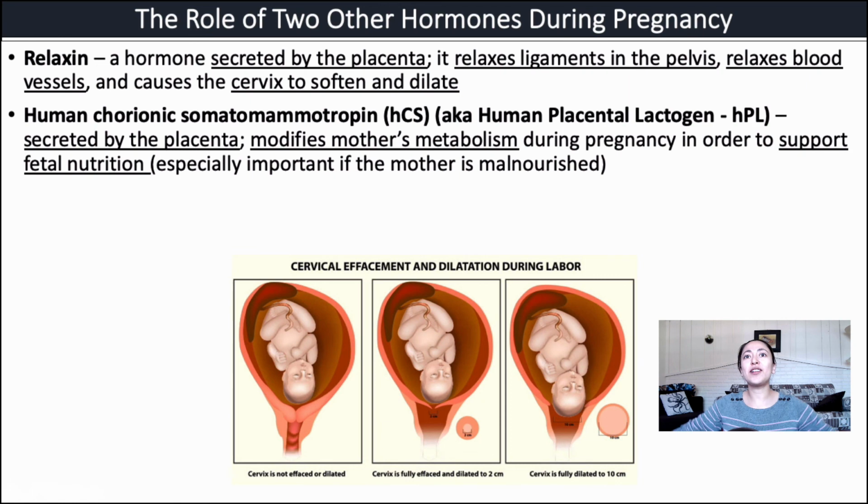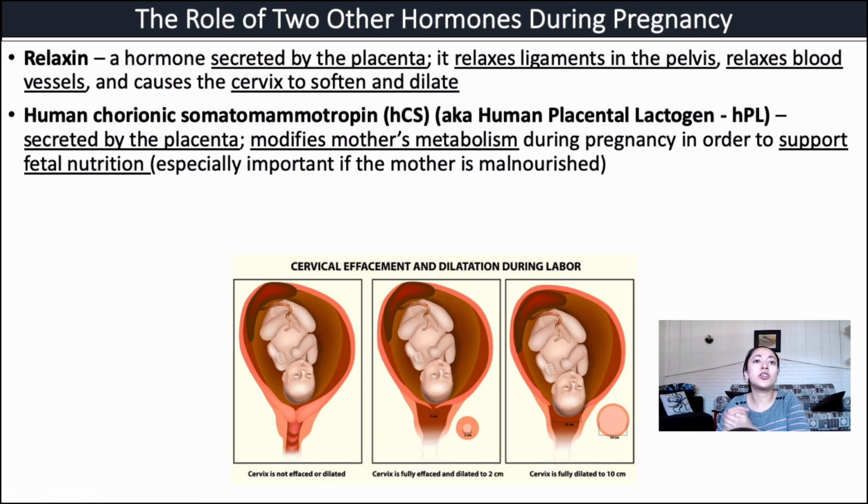So the other hormone that's really important in pregnancy is called human chorionic somatomammotropin, or you can just remember it as HCS. It's also known as the human placental lactogen, or HPL. This is also secreted by the placenta, but what you really just want to know about HCS is that it modifies the mother's metabolism during pregnancy in order to help support fetal nutrition.